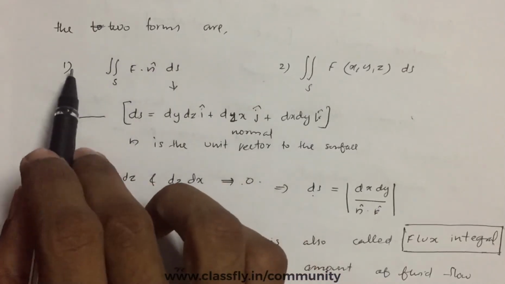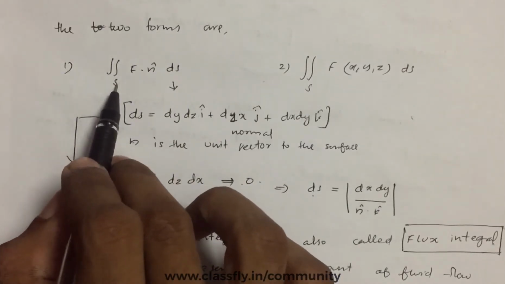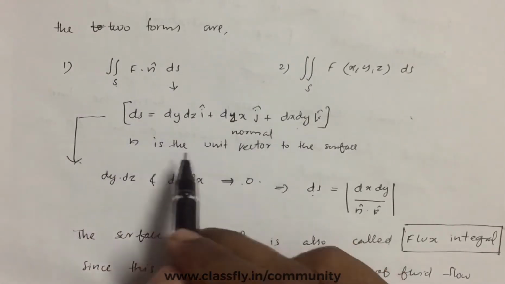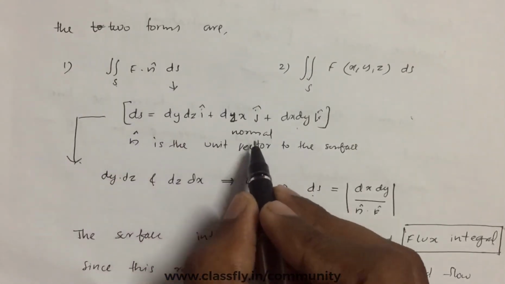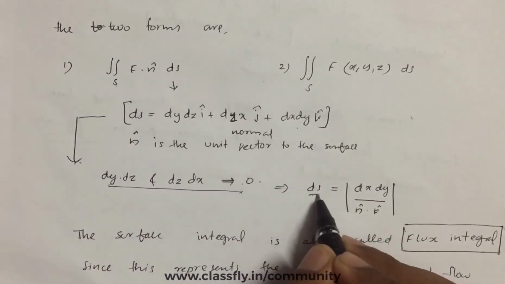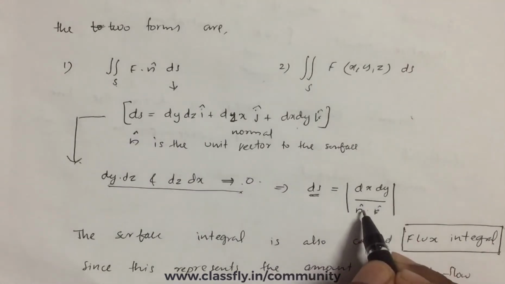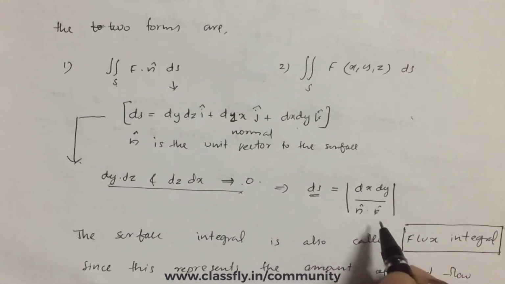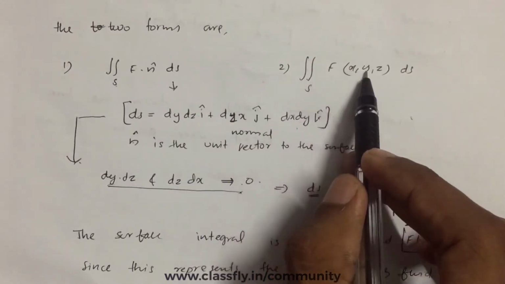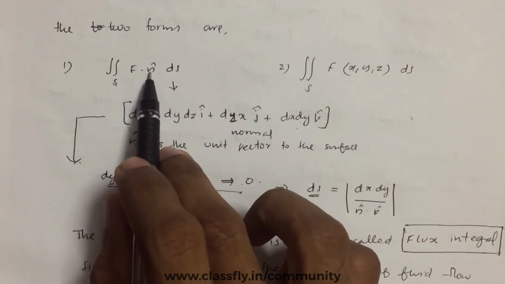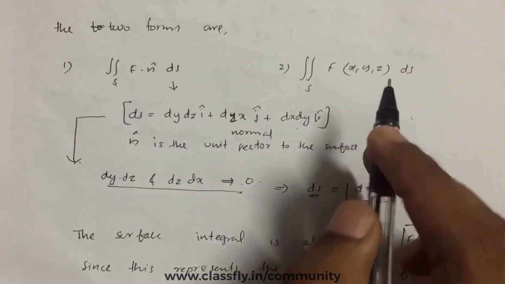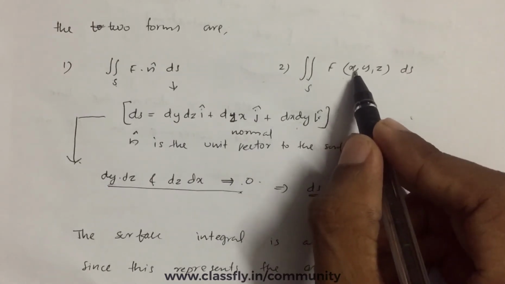The two forms are double integral S f dot n ds. Here the ds is given as this one and n cap is the unit normal vector to the surface. Since these two get 0, we get ds is equal to dx dy divided by n cap dot k cap. And the second representation is double integral over S f of x y z ds. Here we don't need to take n cap since we have included both in the f of x, y, z.